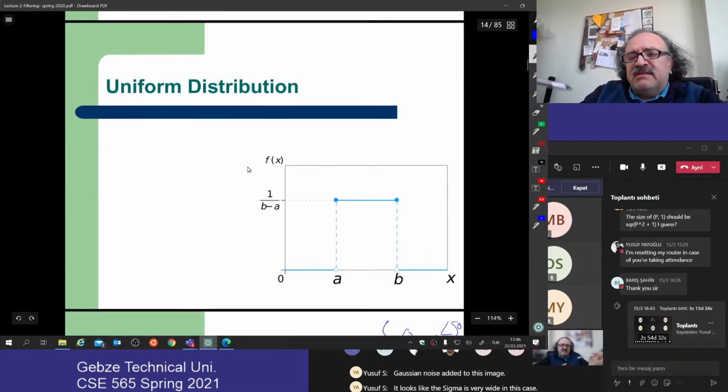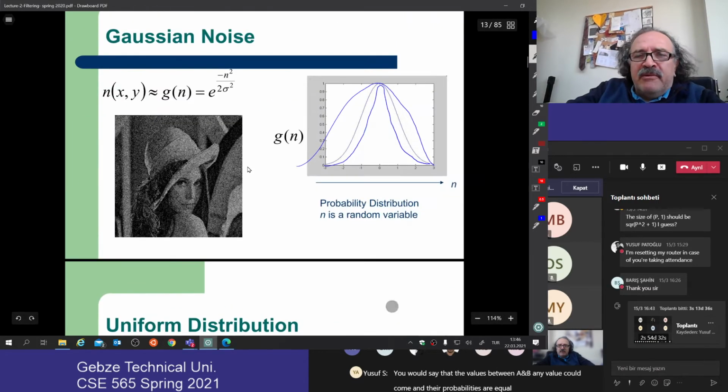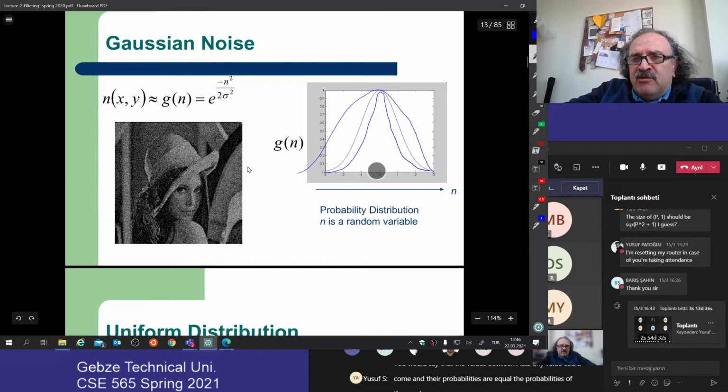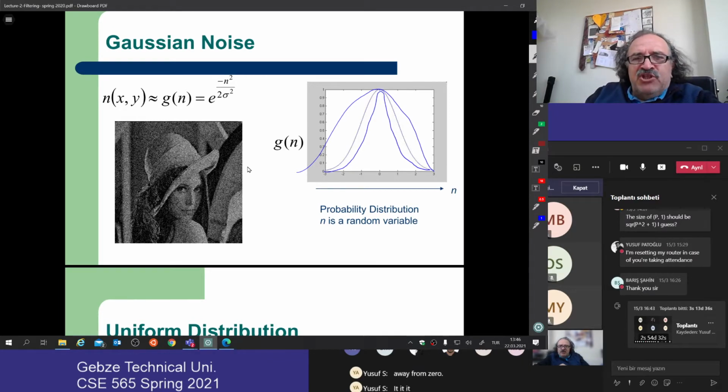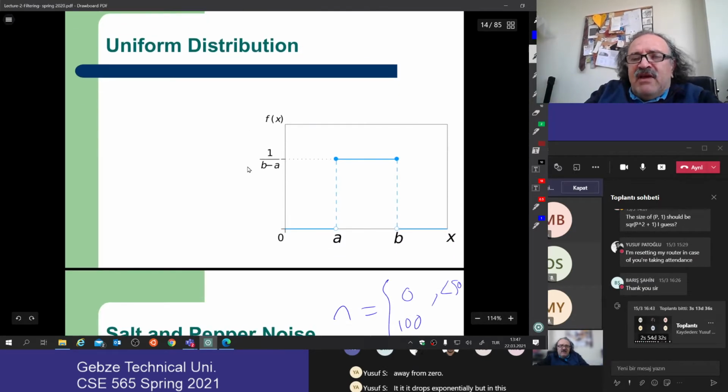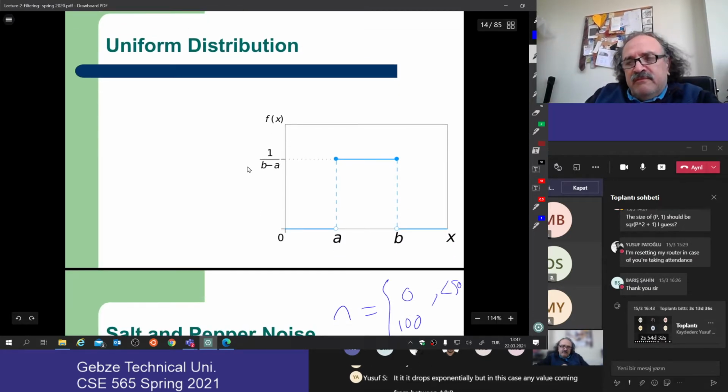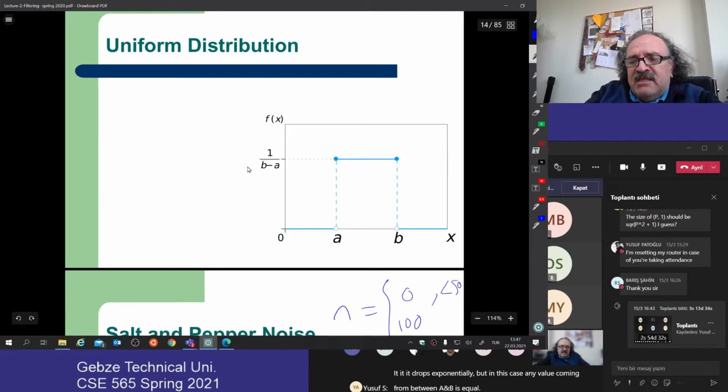There is another way of modeling the noise: the uniform distribution. You would say that any value between A and B could come, and their probabilities are equal. With the Gaussian, the probabilities are highest around 0, and as I move away from 0 it drops exponentially. But in this case, any value between A and B is equally likely. Below A it is 0, from B onwards it is 0, but anything from A to B is the same. It's called the uniform distribution.